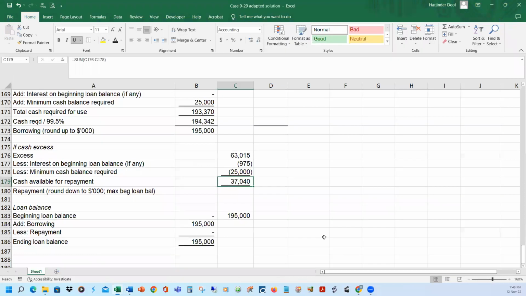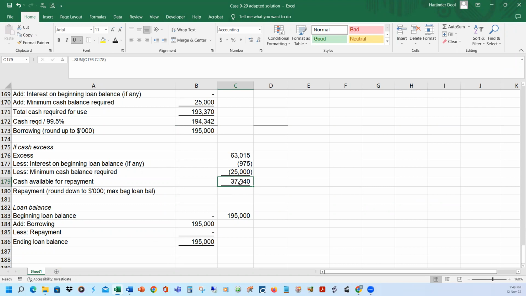We owe $195,000. So certainly $37,040 is not going to wipe out our entire amount of the loan. So in terms of what is our maximum ability to repay, the maximum ability is calculated by rounding down the amount to the lower multiple of 1,000. So round down. It doesn't matter here that it's $37,040.